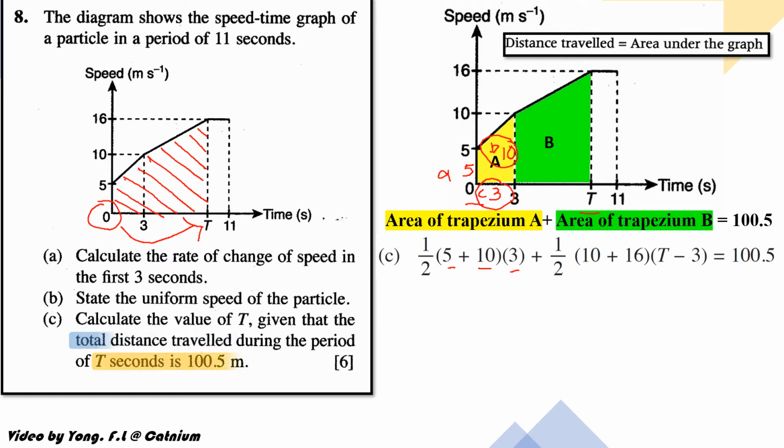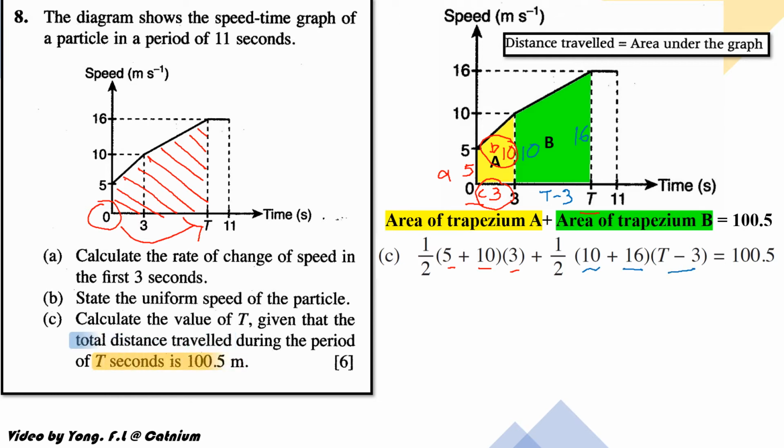So for trapezium B, 1/2 multiplied with (10 + 16). Where does the 10 come from? 10 is over here. Okay, this is 16. And this one is t minus 3. Okay, so ini datang dia, nilai-nilai dia: 10, 16, t minus 3.